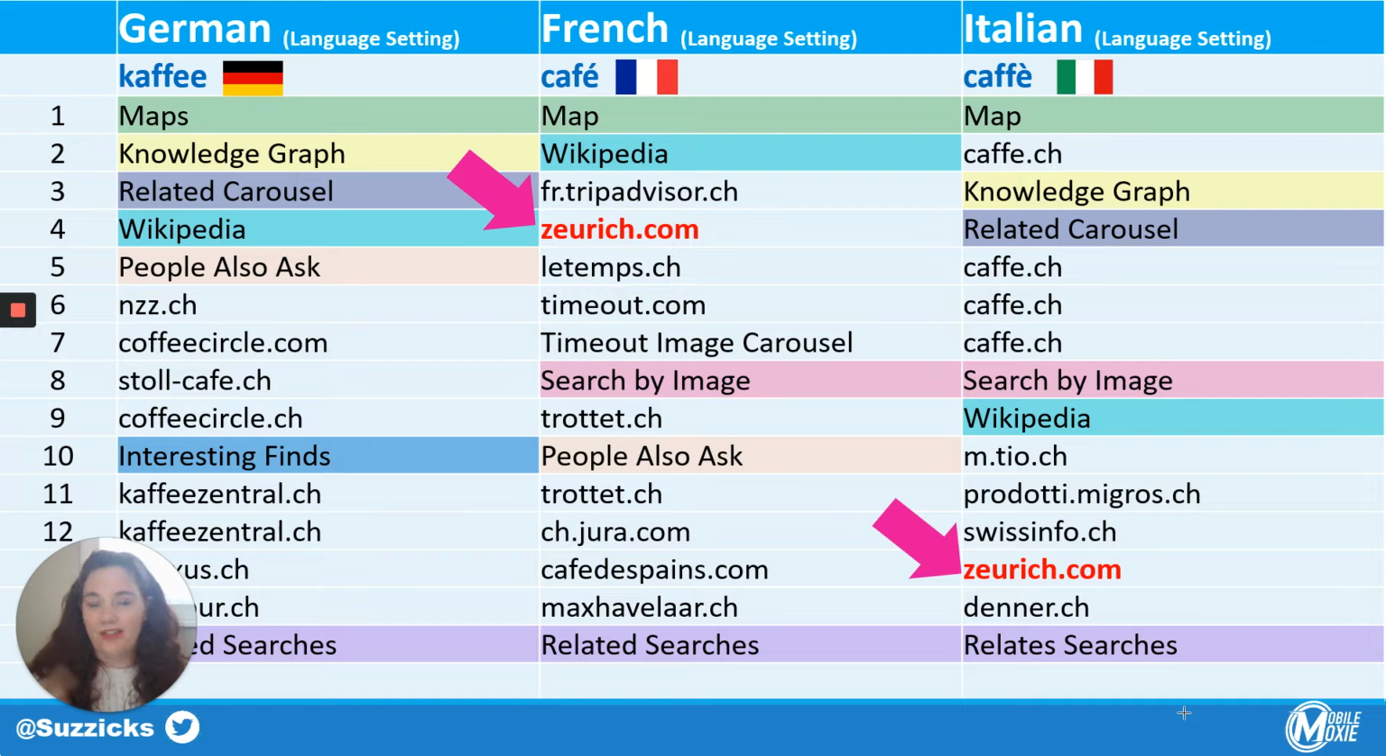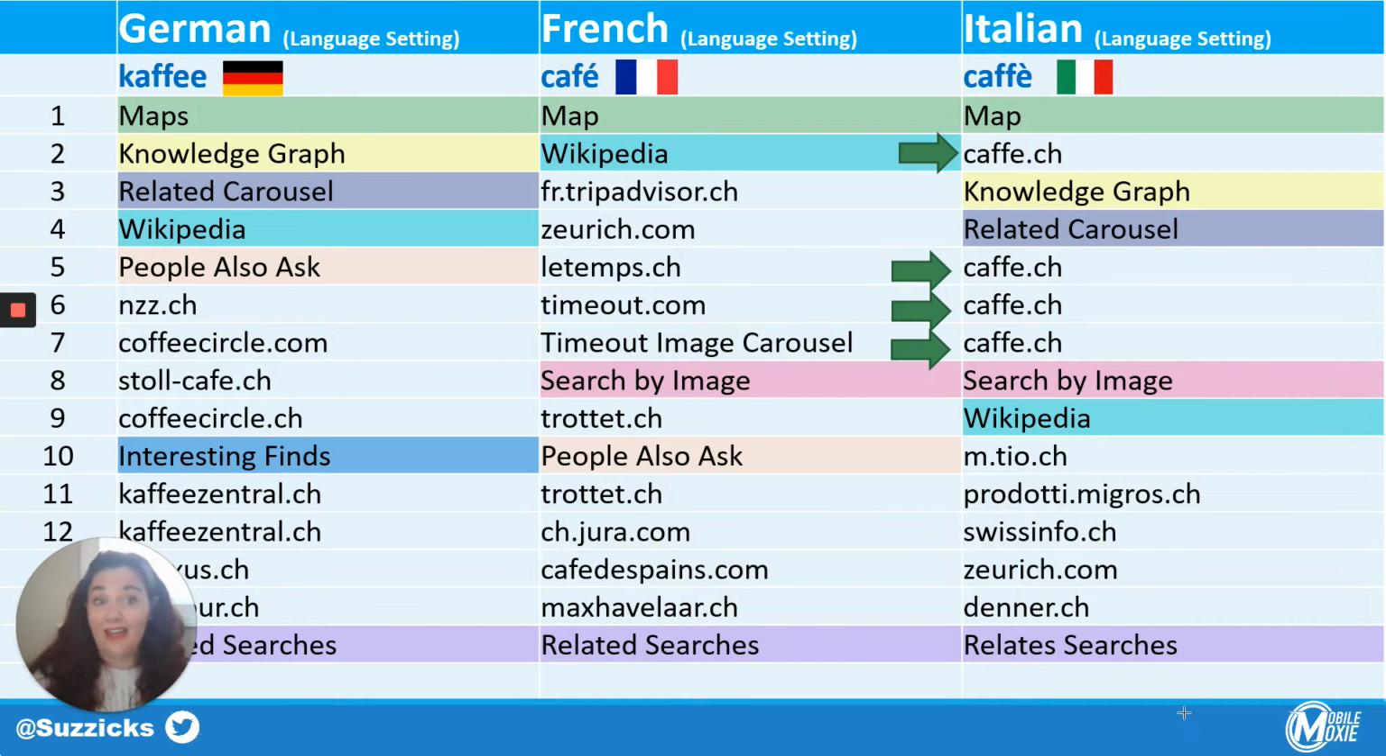So you can see, for instance, here Zurich.com only shows up in 2 of the 3 languages. Cafe CH is just killing it in Italian, but is nowhere else to be seen in the other 2 languages. Coffee Circle is showing up twice in German, once for the .com, once for the .ch. Cafe Central showing up twice, but only in German. Timeout and a timeout image carousel. You're not going to know about that image carousel if you're only using Search Console.